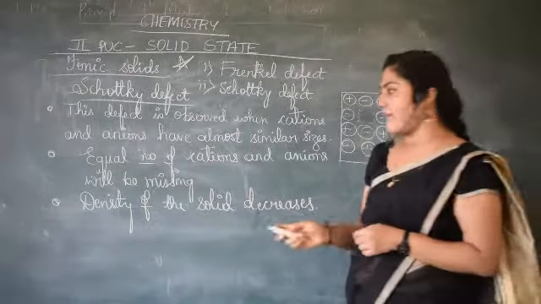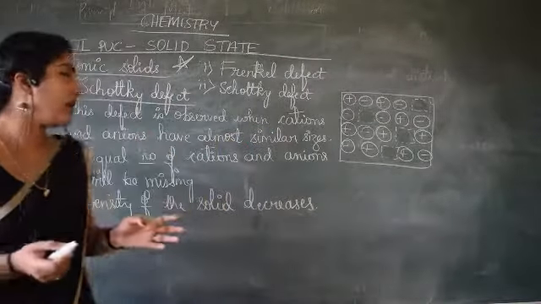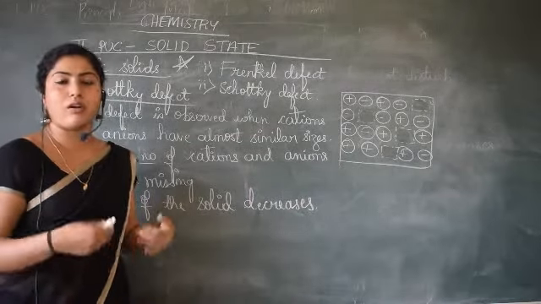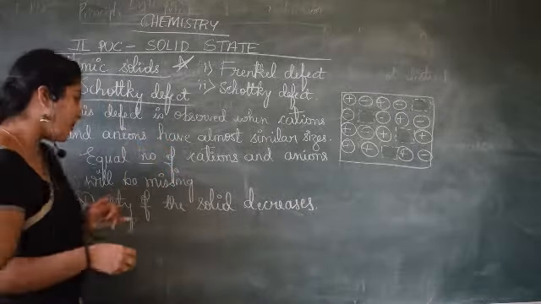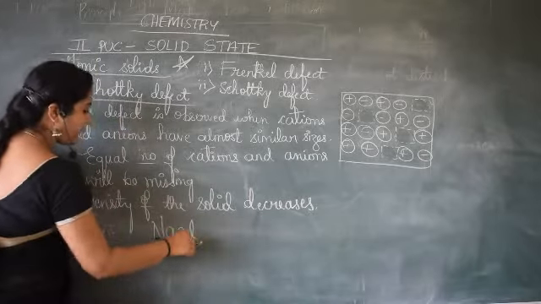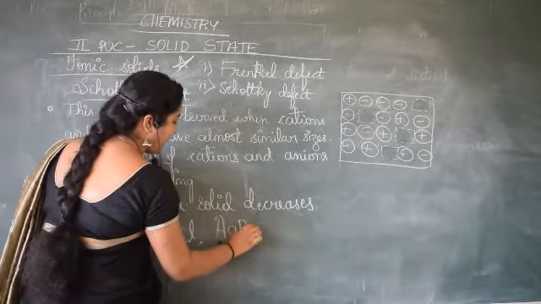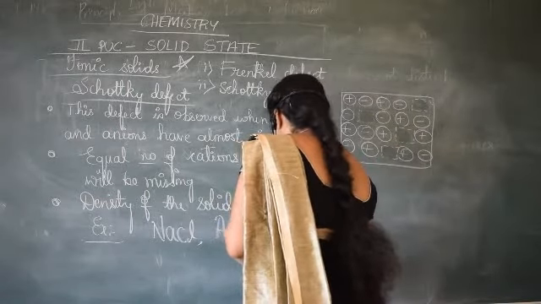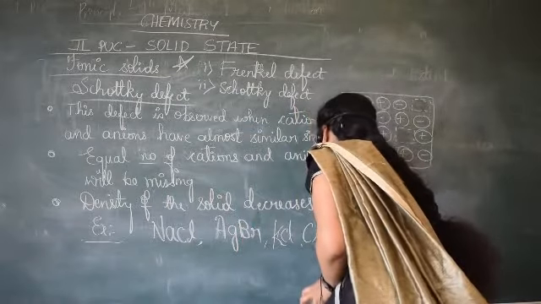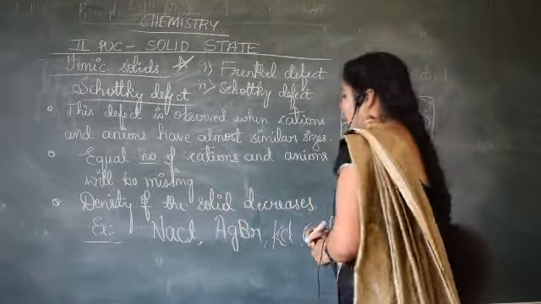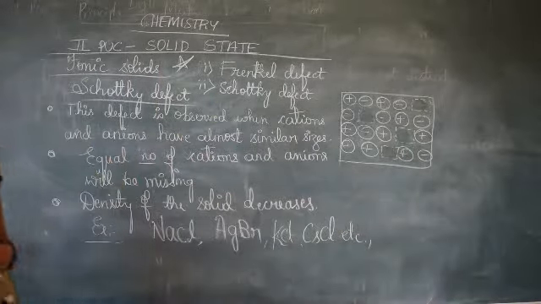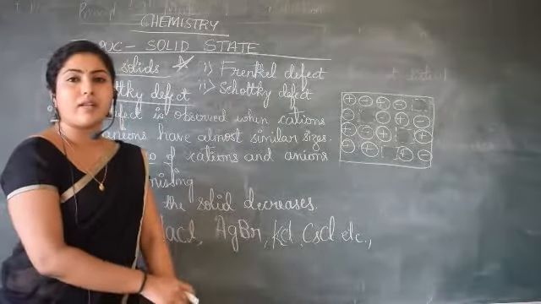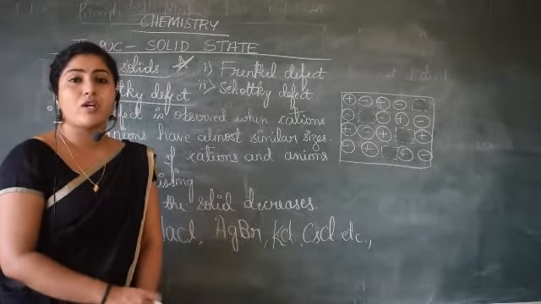Next we will see the examples for the solids that show this Schottky defect. What is the condition? The solids that show Schottky defect will have almost similar sizes of ions. Examples: sodium chloride NaCl, silver bromide AgBr, potassium chloride KCl, cesium chloride CsCl, etc. One notable point is that Schottky defect as well as Frenkel defect are both shown by silver bromide. AgBr is a common example for Schottky and Frenkel defect.